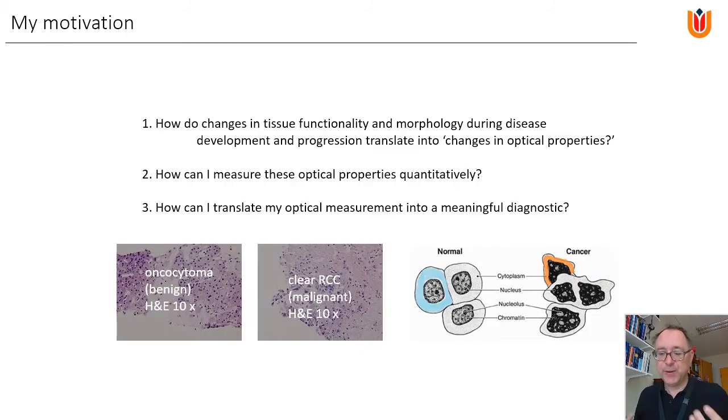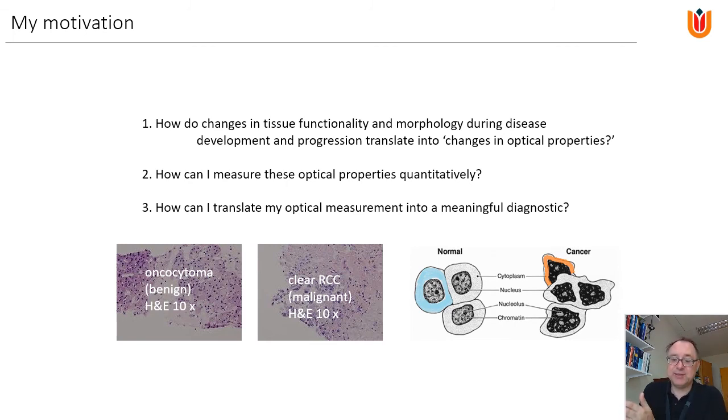So this was a very long introduction to actually bring me to my motivation for this work, because I want to know how do these changes in tissue functionality and tissue morphology during the development of cancer or during the development of disease, how do these actually change into optical properties that we can apparently measure? How does that mechanism work? The second question is, how can I measure these optical properties, but I want to measure them quantitatively.